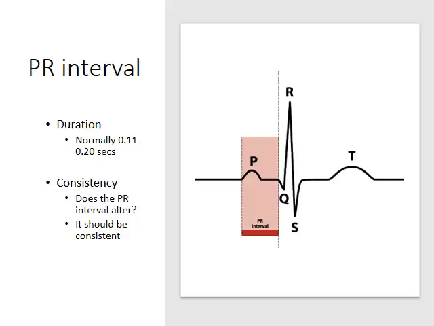The PR interval needs to be looked at in each complex in the rhythm strip. It may change from complex to complex. We will look at this in more detail when we look at heart blocks in a later session. A normal PR interval is 0.11 to 0.2 seconds.